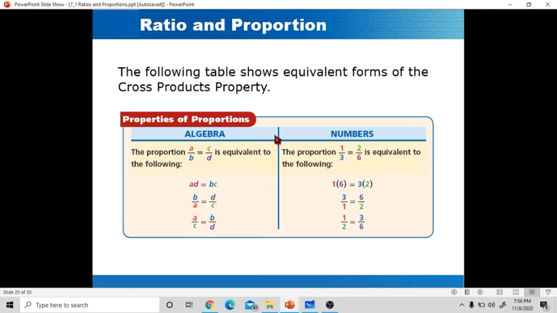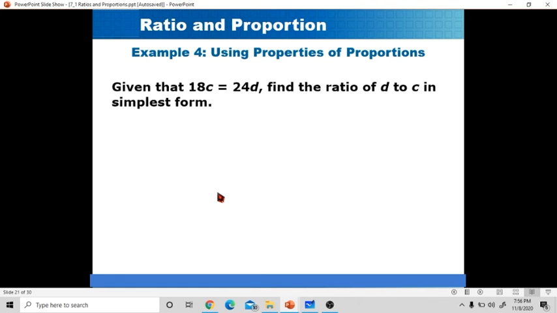Okay, we have examples here. The proportion 1/3 equals 2/6 is equivalent to the following. 1 times 6 is equal to 3 times 2. Or pwede din natin gawing 3 all over 1 equals 6 all over 2. Or pwede din 1/2 equals 3/6. Okay, let's proceed to using properties of proportions.